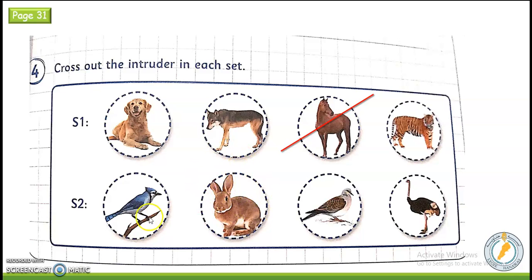But what about the rabbit? What does it eat? Can you tell me, what does the rabbit eat? Does it eat seeds just like the birds? Or does it eat plants or herbs or grass or whatever? Yes, so as we know, the rabbit eats grass or plants or herbs and it doesn't eat seeds. So the intruder here is the rabbit. So we cross the rabbit out.